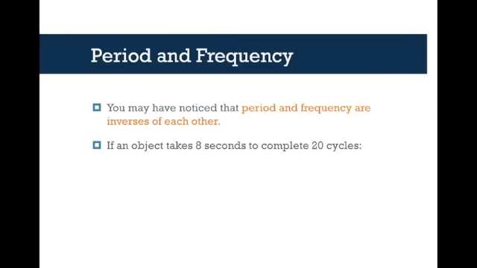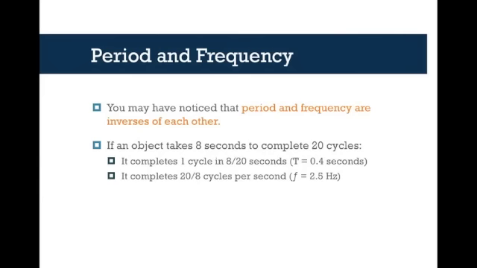Let's take a look at one more example. If an object takes 8 seconds to complete 20 cycles, its period is 8 seconds in 20 cycles, or 8 over 20. The time it takes for 1 cycle is 0.4 seconds. Its frequency, on the other hand, how many cycles it gets done per second, is 2.5 cycles per second, or 2.5 hertz. So it's the other way around.